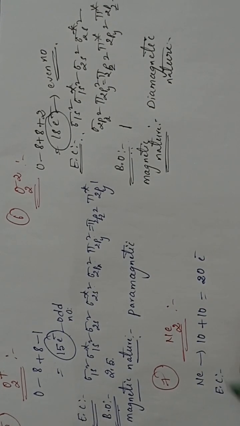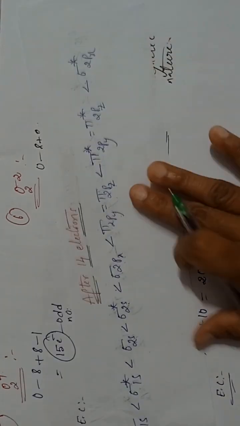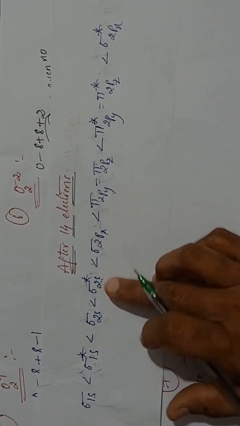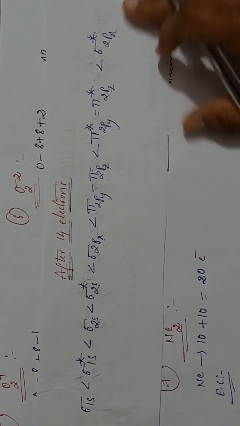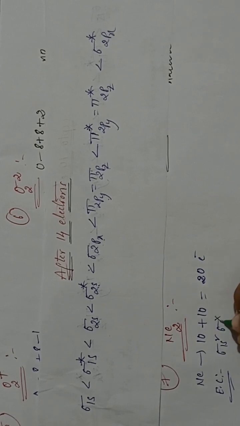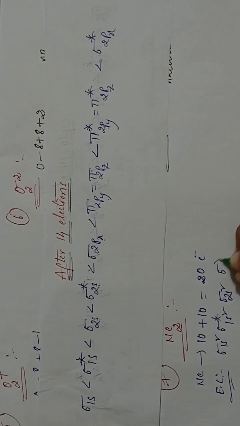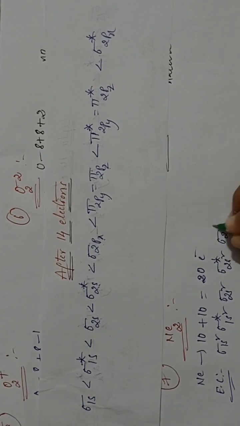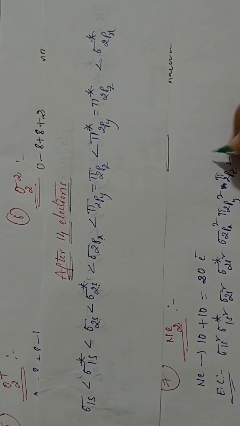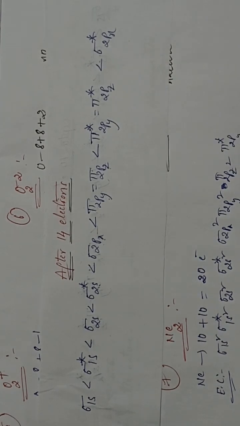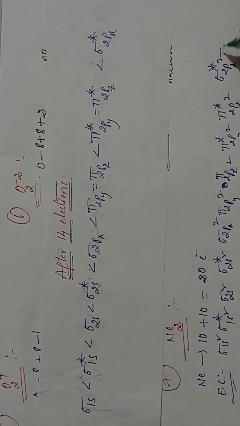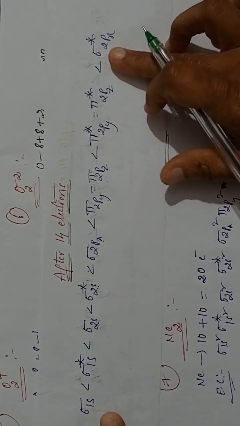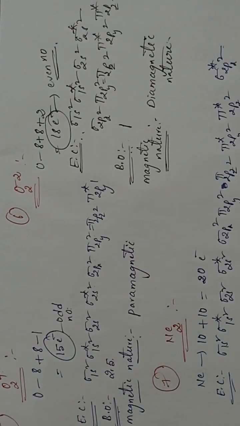Now coming to the electronic configuration, 20 electrons. So after 14 electrons, 20 means 2, 4, 6, 8, 10, 12, 14, 16, 18, 20. So all orbitals you have to fill with 2 electrons only. So sigma 1s2, sigma star 1s2, sigma 2s2, sigma star 2s2, sigma 2px2, pi 2py2, pi 2pz2. Here no need to write equal to, students. The next one, pi star 2py2, pi star 2pz2. Next, sigma star 2px2. Clear this one? So just you have to fill all orbitals with 2 electrons, students. So this is the electronic configuration.